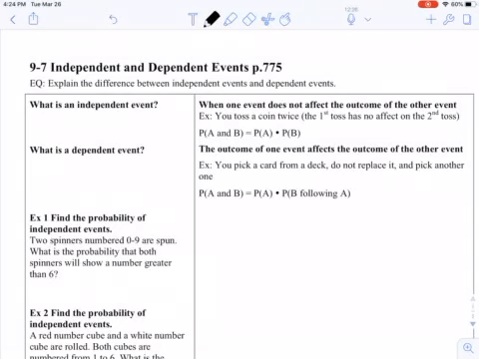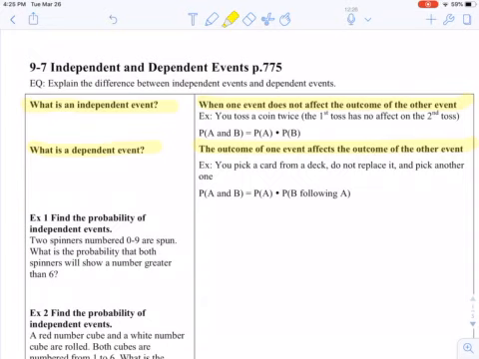All right, so today you guys are going to learn about independent and dependent events. So here's the gist. What is an independent event? An independent event is when one event does not affect the outcome of another event. So for example, if you have a coin and you toss it twice, the first toss has no effect on the second toss. On the other hand, we have a dependent event. And in this case, the outcome of one event affects the outcome of the other event.